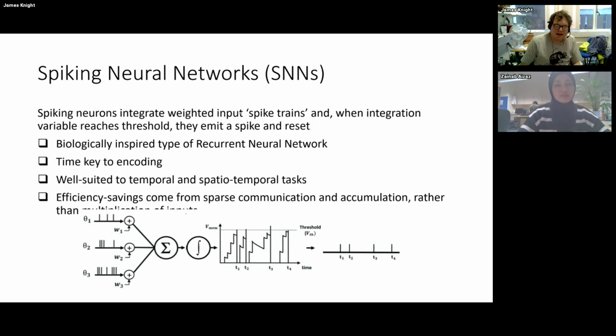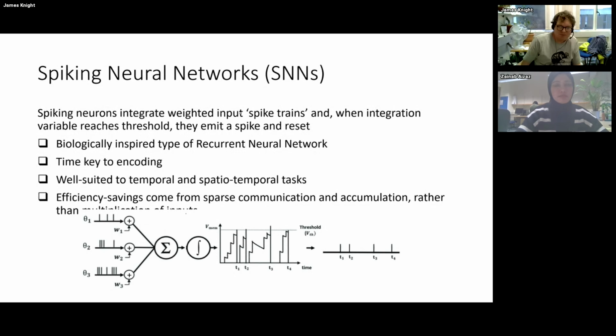The key thing is that time is key to the encoding. All these spikes are exactly the same, so the only way they encode information is in the time that they occur. This means that these networks are well suited to temporal and spatio-temporal tasks. They're not really very sensible for classifying images because there's no time dimension in images, so you'd need to add a time dimension, and then you've lost a lot of efficiency before you begin.